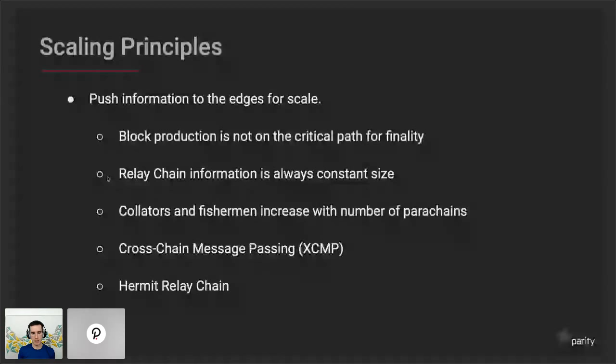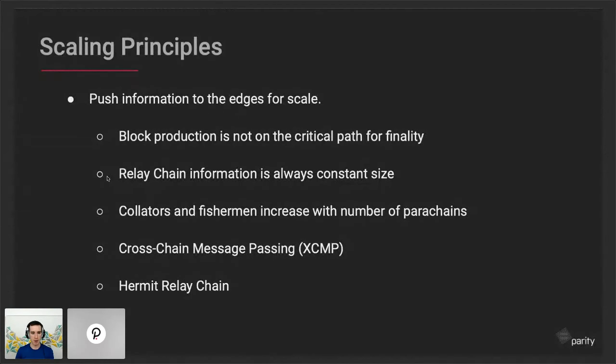Collators and fishermen increase with the number of parachains. So they're doing a lot of the work of reporting the invalidity. And so as the number of parachains grows, if we go from 100 to 200 parachains, this actually doesn't put more work on the validators because you have the collators and fishermen doing a lot of the availability and validity checks for their own parachain.